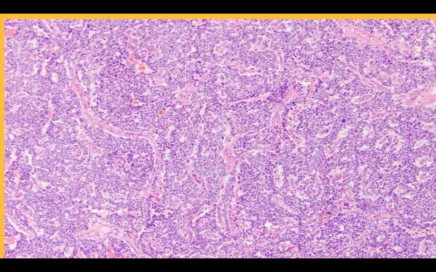Here you can see the monotonous population of cells arranged in cords and trabeculae with granular chromatin pattern. And if we stain, it will stain positive for gastrin, as these cells are known to secrete gastrin.